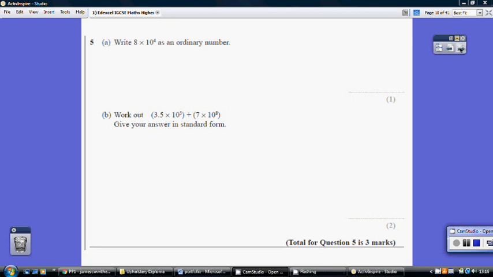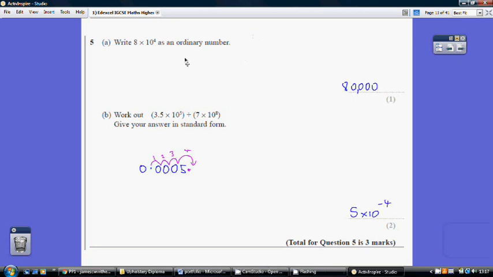Question 5. Write 8 times 10 to the 4 as an ordinary number. Well, just literally pop this into your calculator, press equals, and you get 80,000.